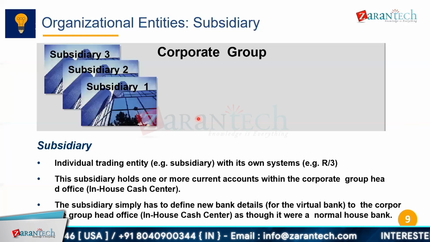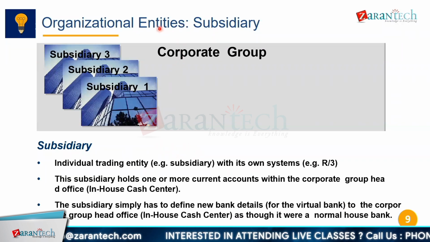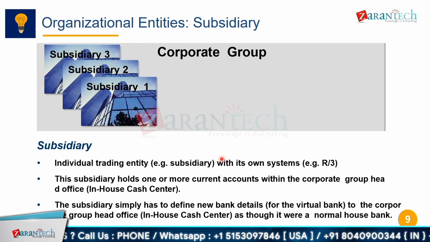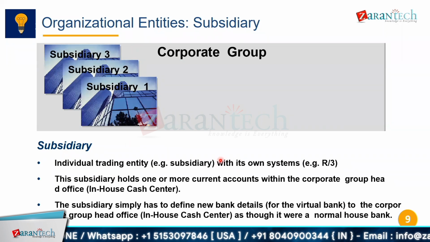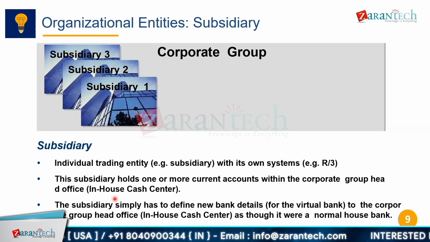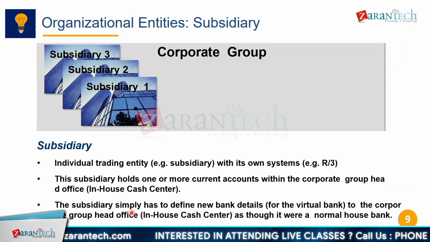What does the ISC provide? So you can see here the overall organization. It says individual trading entity, the subsidiary with its own system. So all the companies should have the SAP system, they should be in SAP, and the subsidiary holds one or more current accounts, all these things.